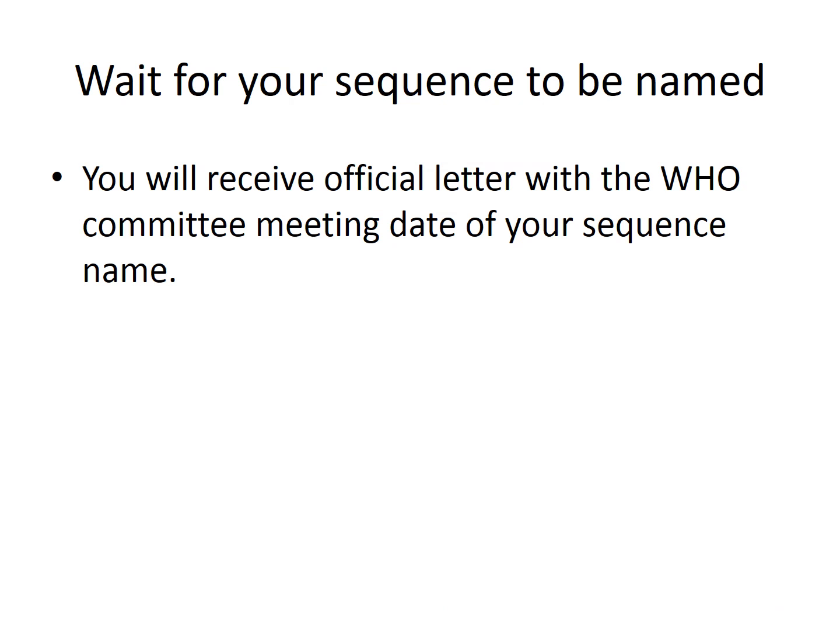Once you submit, you wait for the WHO committee to produce a name for your sequence, and that will be it for how to report a new HLA allele and get a name for this allele from the WHO committee. After this, you can proceed for publishing a new allele report.